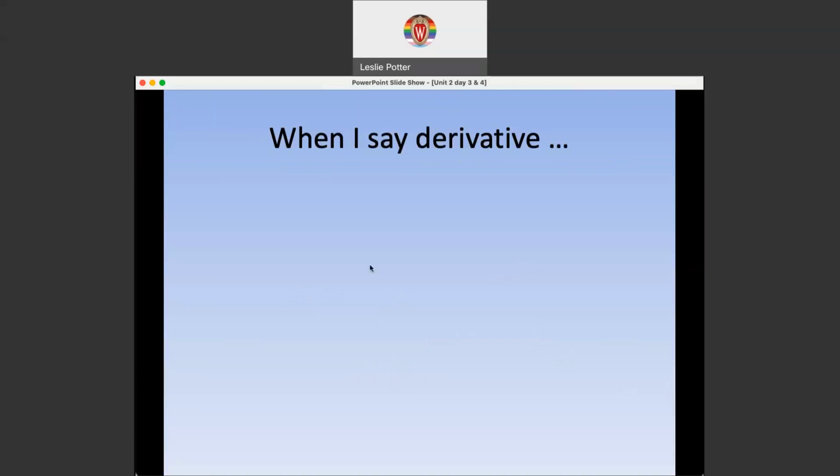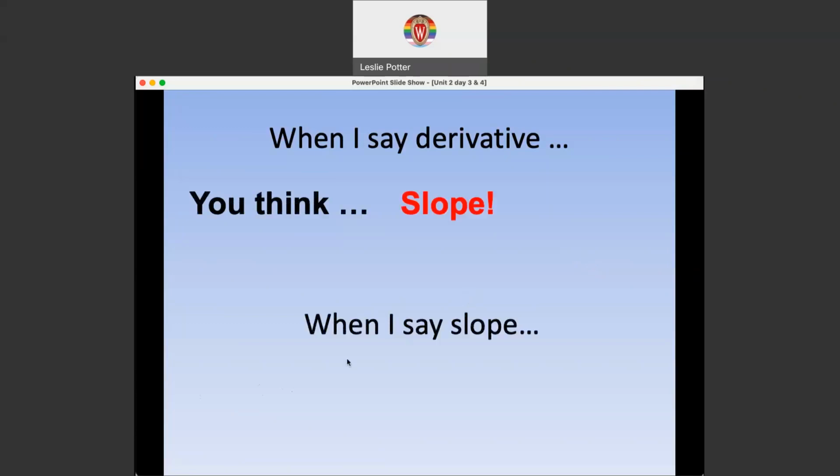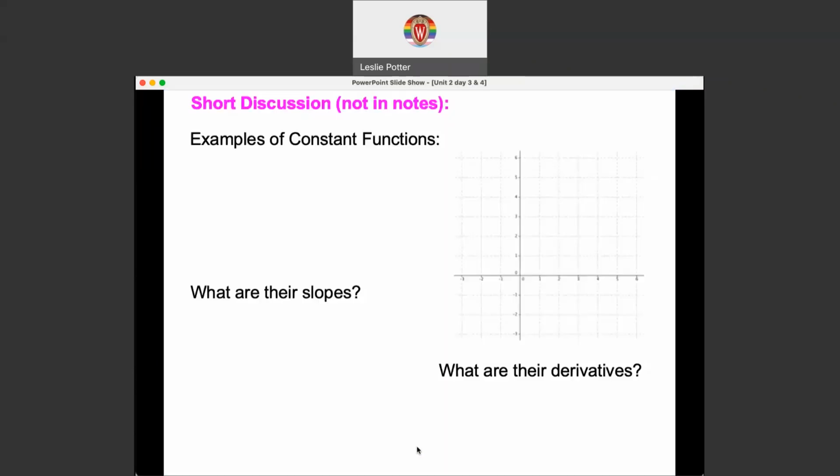So I mentioned this in the last note section. I'm going to kind of drive this home almost every class. When I say derivative, you think slope, and when I say slope, you think derivative, right? And when we use the word slope, we're really referring to the slope of the tangent line to the curve, right? It's just a lot to write, so I'm just going to shorten that up. Slope at a point, slope of that tangent line. You're starting to think derivative. Okay, those two are synonymous. They are synonyms. They mean the same thing.